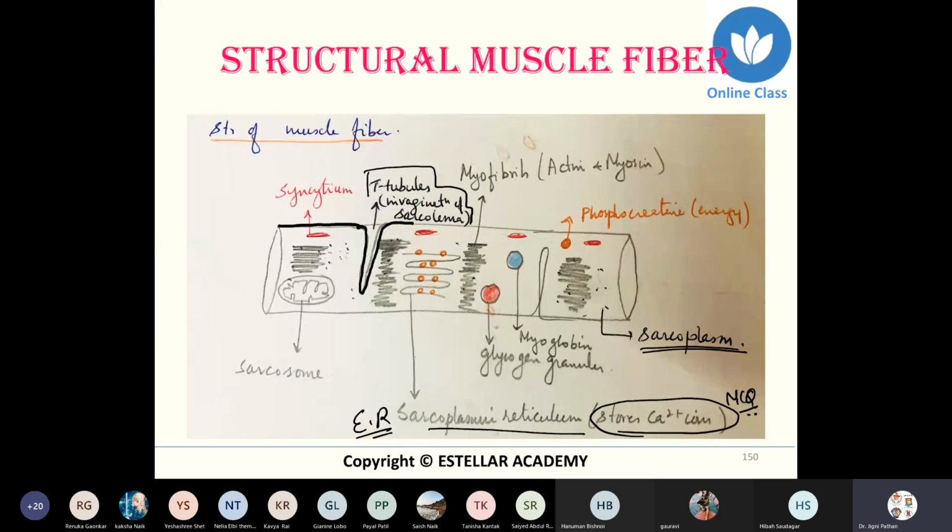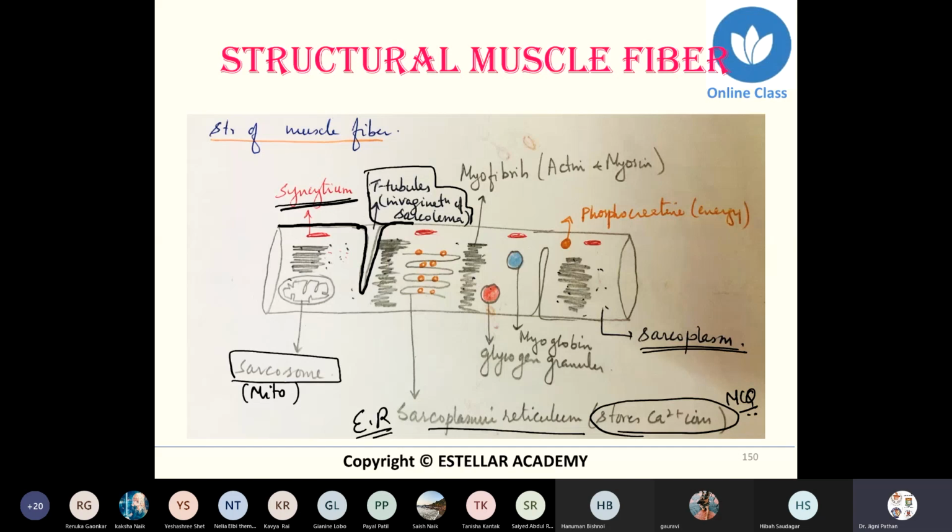Then the plasma membrane, or the sarcolemma, of muscle fibers invaginates to form T tubules. They get inside to form T tubules. Then the mitochondria of muscle fiber are called sarcosomes. Sarcosomes are the mitochondria. Sarcoplasmic reticulum is the ER. The membrane is called sarcolemma. Inside the sarcolemma, there is invagination called T tubules. There are myofibrils, actin and myosin. And the nucleus is syncytial, fused, and lies at the periphery.